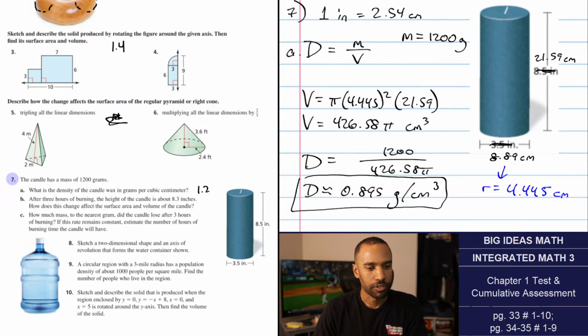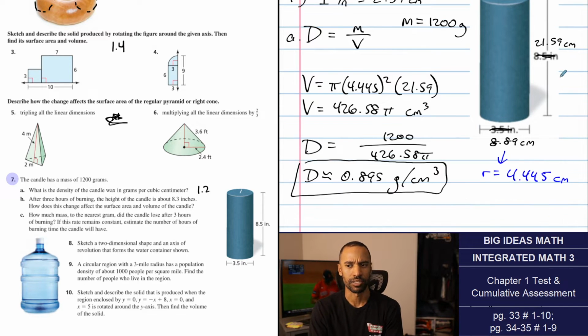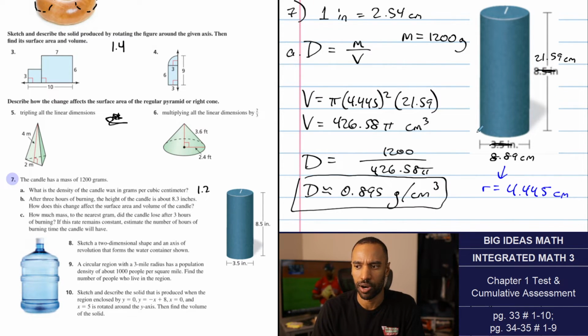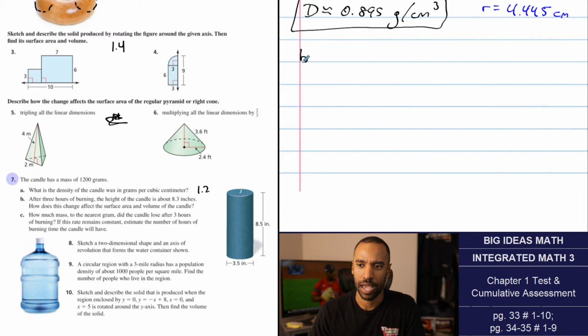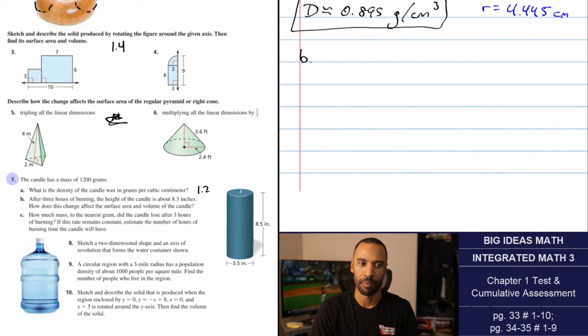Part B, after 3 hours of burning, the height of the candle is about 8.3 inches. Well, I'm in centimeters. How does this change affect the surface area and volume of the candle? Oh, I guess I don't need centimeters for this one, and I don't even really need density. I'll go back to inches for part B. The volume one I could give you an answer for, as long as I know what 8.3 divided by 8.5 is. Surface area, I'd have to do some more work.